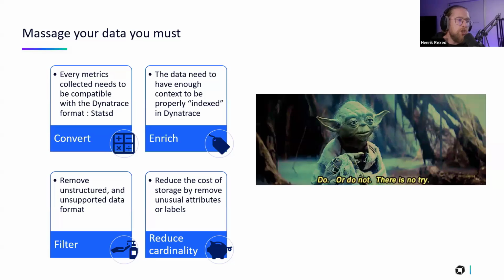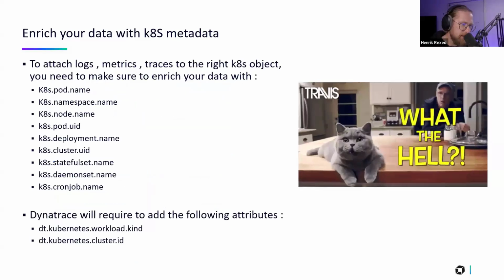And last is reduce cardinality. So we're going to talk about the costs of metrics. All right, if you're ready, I suggest we start.